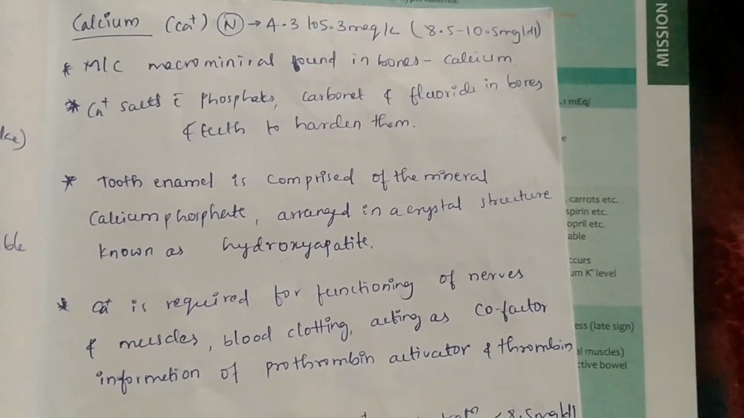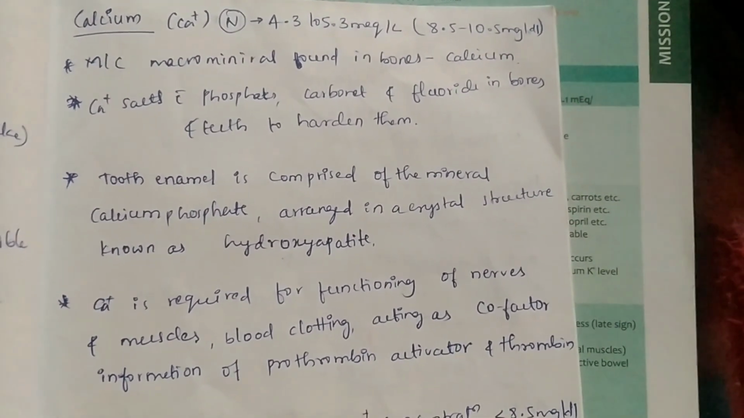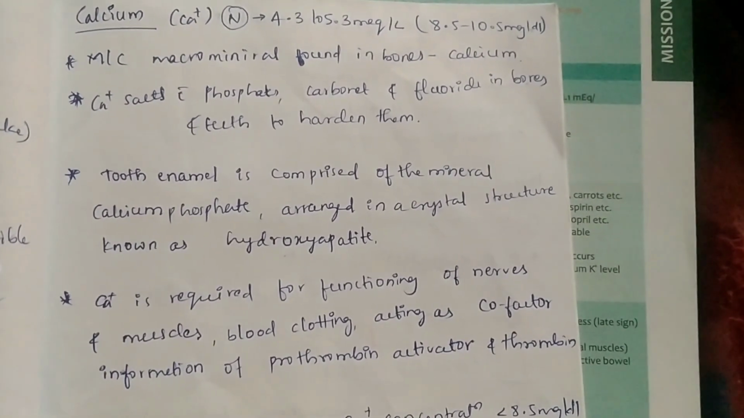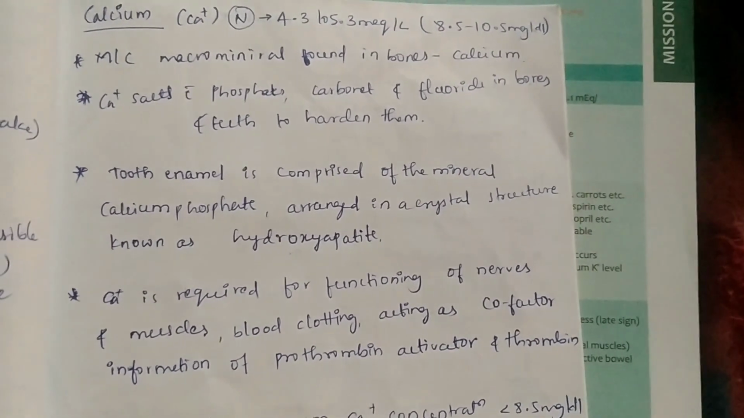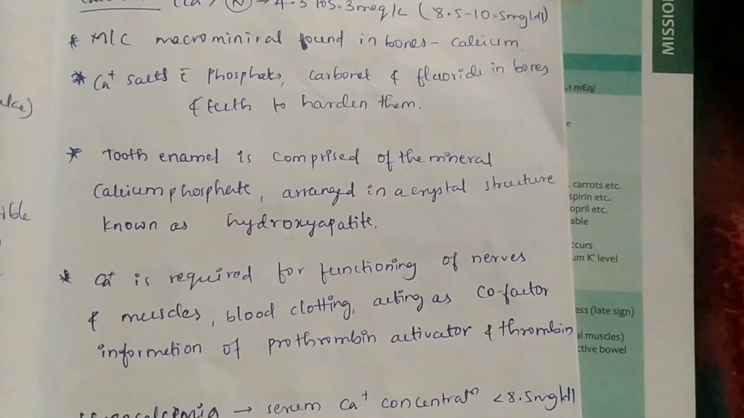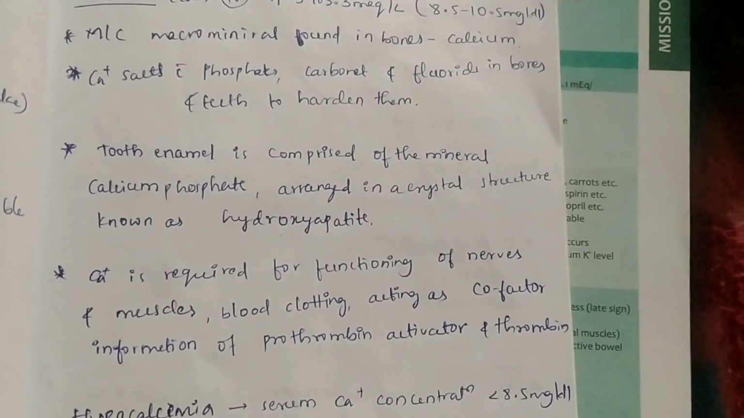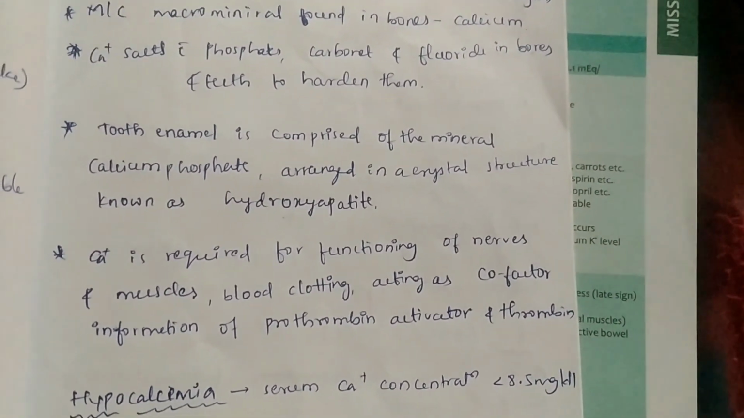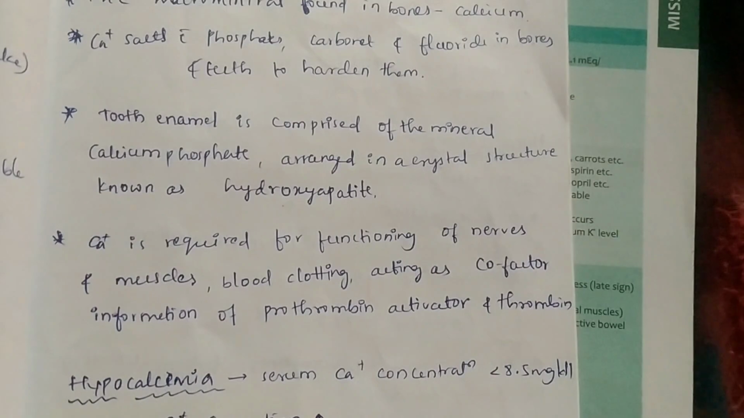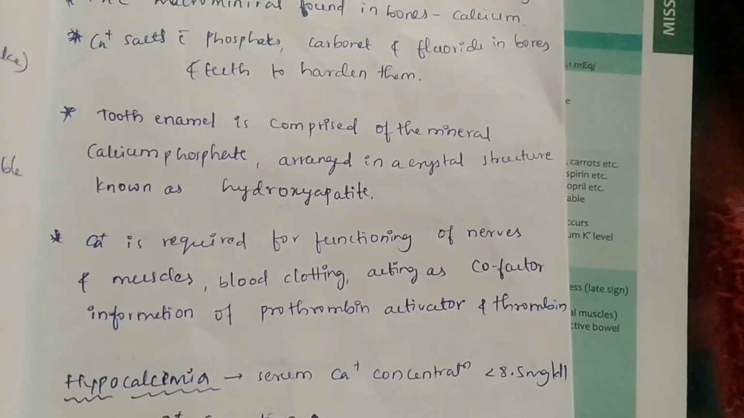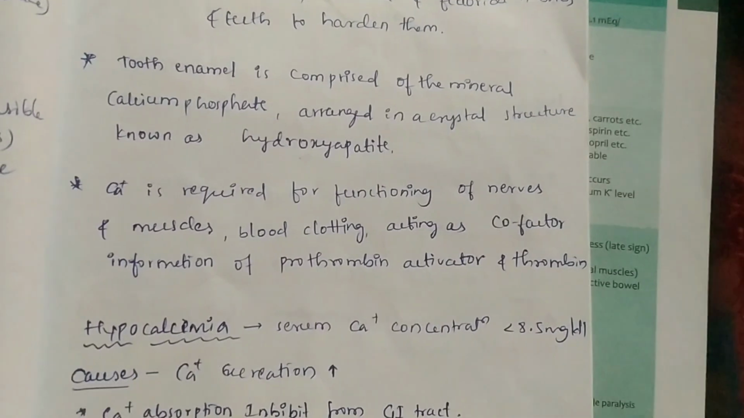So the most common macro mineral found in bones is calcium. Calcium salts with phosphate, carbonate and fluoride in bones and teeth harden them. Tooth enamel is comprised of mineral calcium phosphate arranged in a crystal structure, and we call that structure hydroxyapatite. Calcium is required for functioning of nerves, muscles, blood clotting, acting as a cofactor, and in formation of prothrombin activator and thrombin.